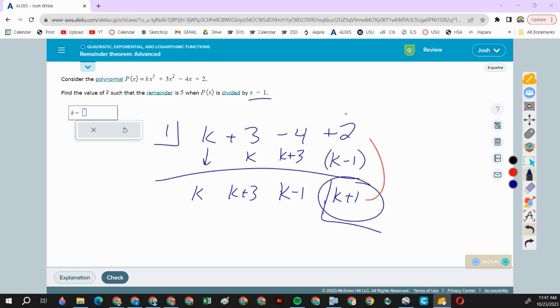That's my remainder, but I know that my remainder is equal to 5. So k plus 1 equals 5. So k must be 4.